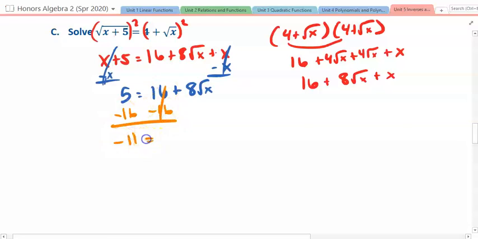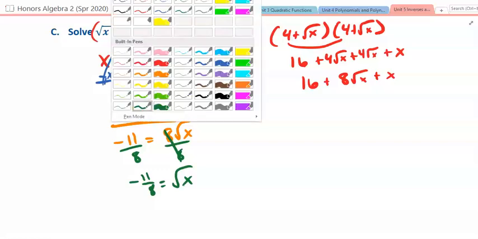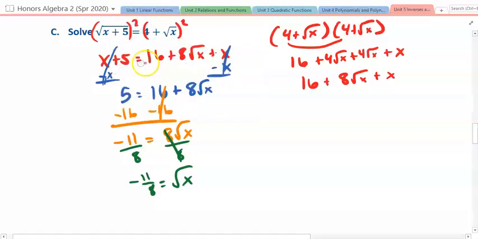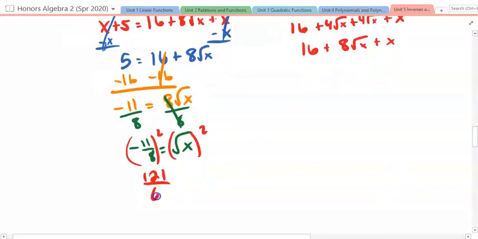And so I get negative 11 is equal to 8 square root of x. And then I'm going to divide both sides by the 8. And I get negative 11 eighths is equal to square root of x. Now, it's not a pretty number. It's negative 11 eighths is equal to square root of x. It's not terrible. We've dealt with a lot worse. But let's see what happens next. What would be my next step? Well, it would be to square both sides, right? So if I square the left, I get rid of the square root. Square the right, we're going to get 121 over 64 is equal to our x.